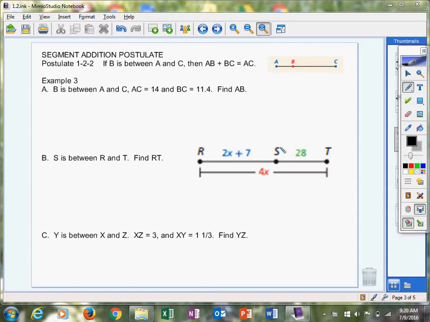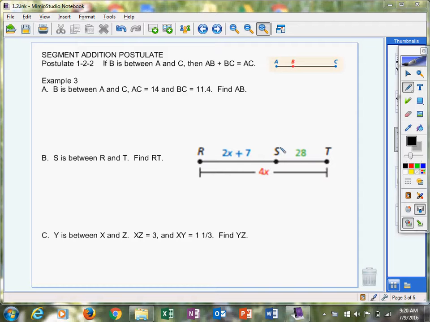Geometry students, we are back with section 1.2. We're going to do example 3. A little bit more algebra this time. Some of you are going to go, yay! That's how I felt when I saw example 3. I went, oh yes, back into waters I really enjoy being in.